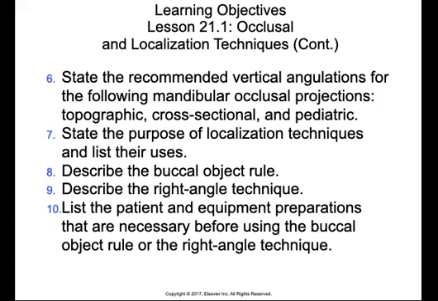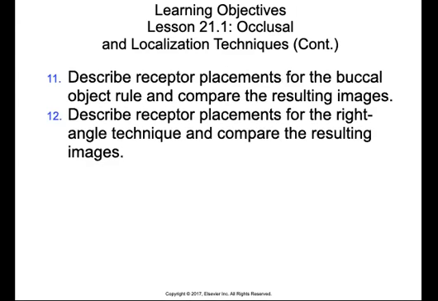We'll also describe the buccal object rule and the right angle technique, and list the patient and equipment preparations that are necessary before using the buccal object rule or the right angle technique. Lastly, we'll describe the receptor placements for the buccal object rule and compare the resulting images. We'll also describe the receptor placements for the right angle technique and compare the resulting images.